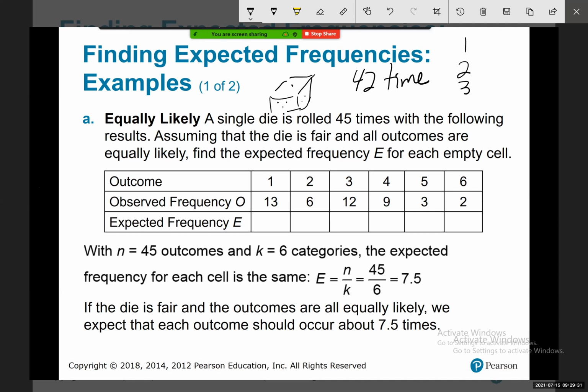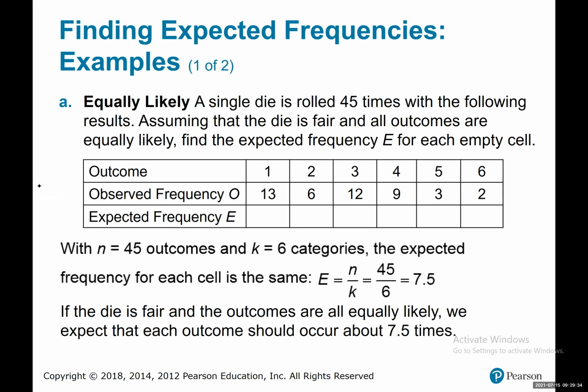Out of 42 times, how many times for each category if you were rolling it 42 times? Let's change the question. If you're rolling a die 6 times, how many times are you expecting to see 1?